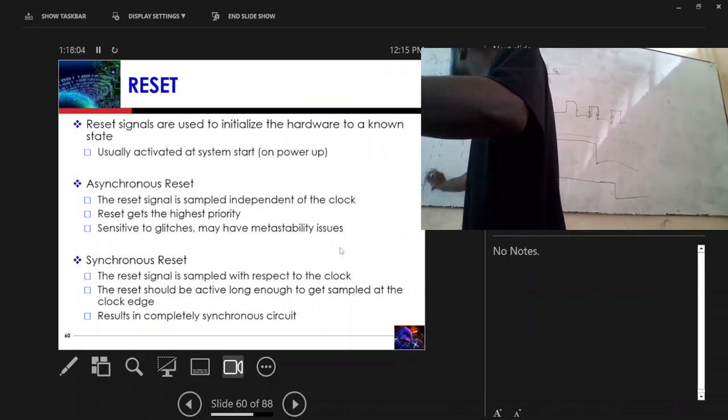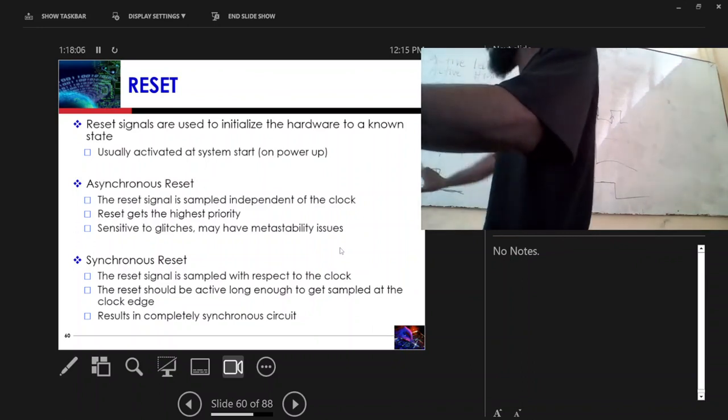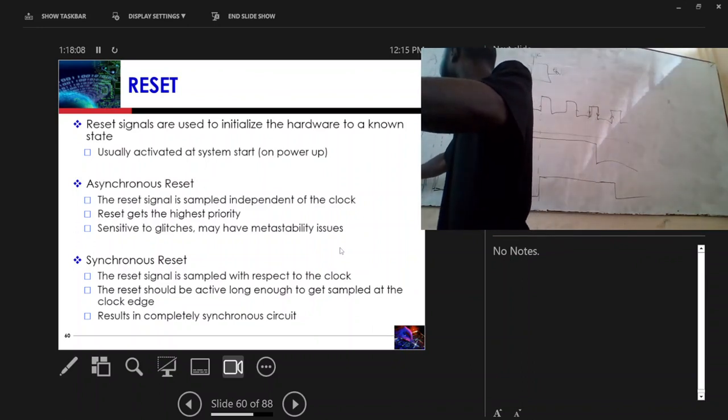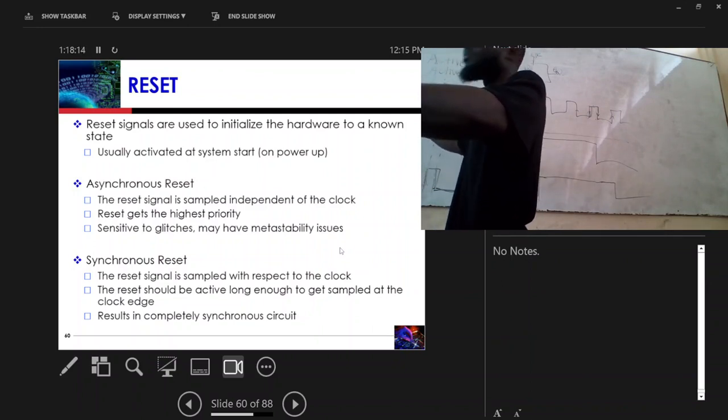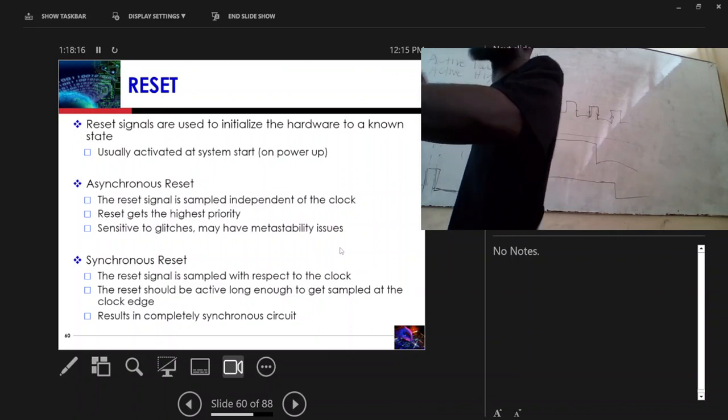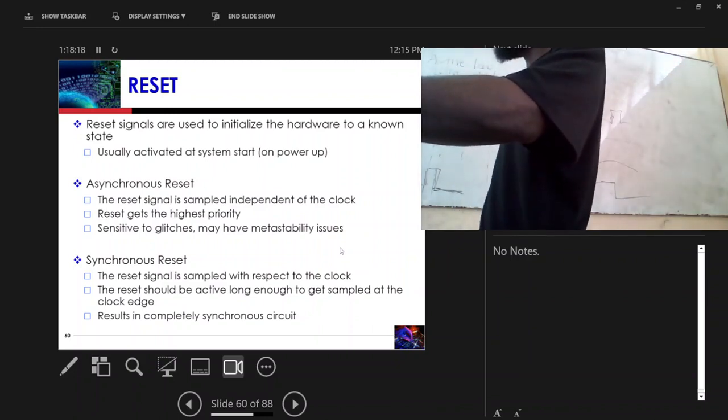We say that it is asynchronous because the Q will go to 0 immediately when the reset comes in. It doesn't depend on the clock at all.